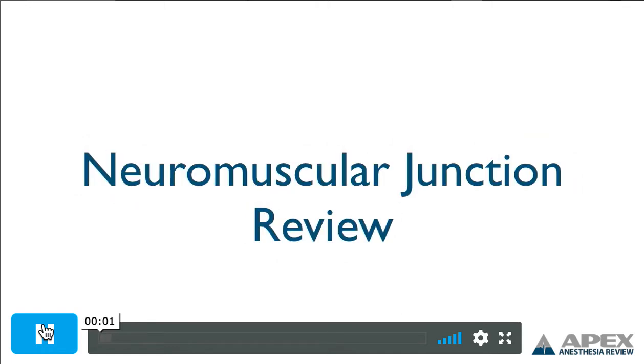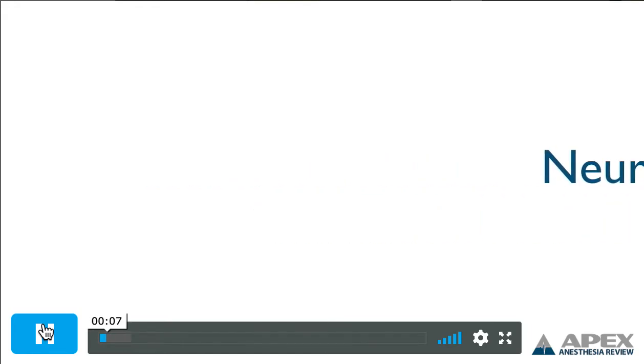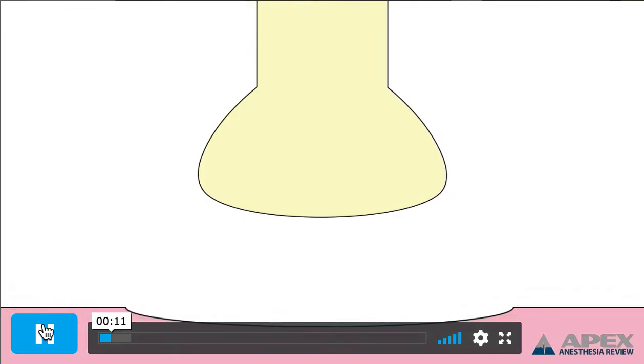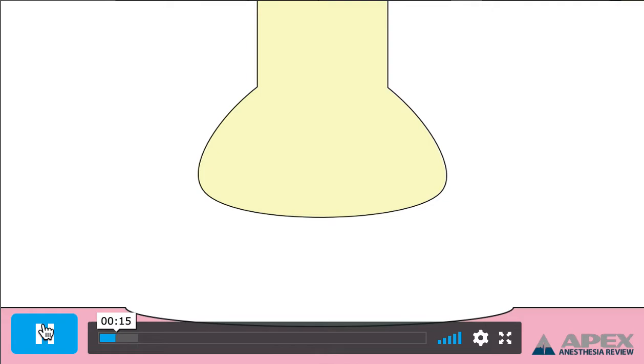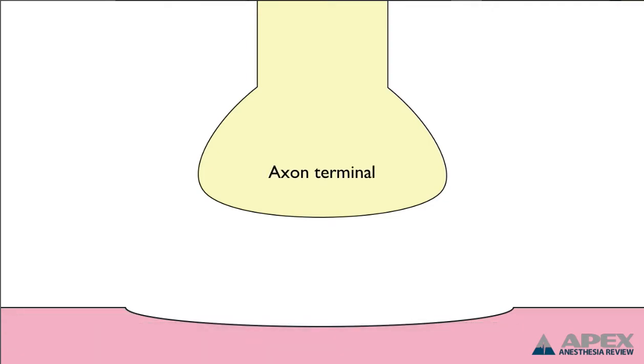In order to understand the clinical use and monitoring of neuromuscular blockers, we need to review the basic physiology of the neuromuscular junction. The neuromuscular junction is the interface where a motor neuron meets a skeletal muscle cell, otherwise known as a myocyte. This region is comprised of three key parts. First, we have the axon terminal of the motor neuron.